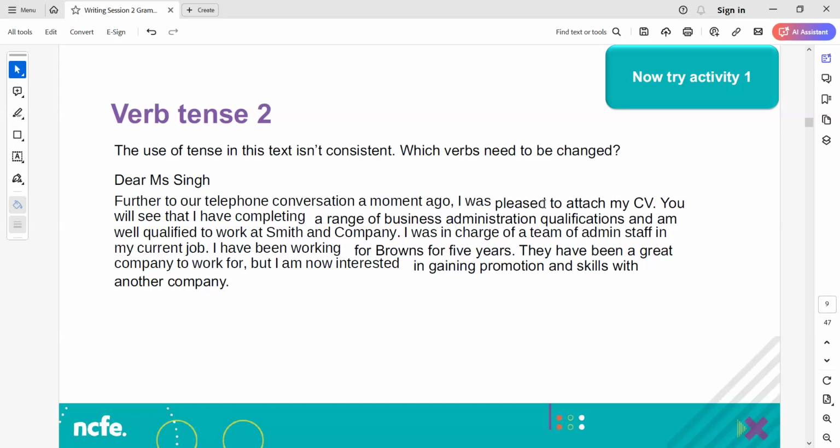So, first of all, what tense is this mainly written in? Most of this is in one particular tense. So, past, present, or future? Past. So, which part is in the past? So, has.